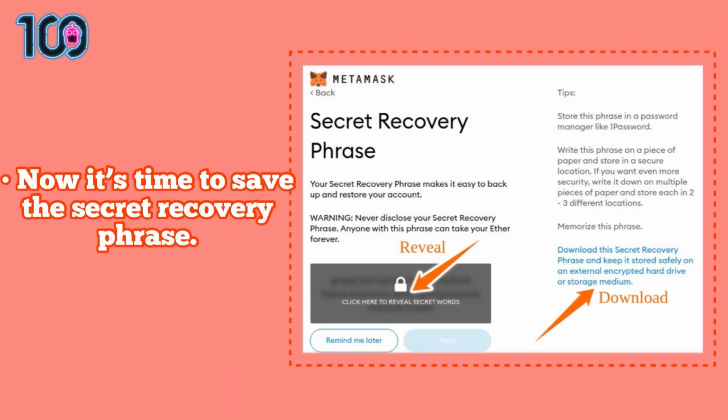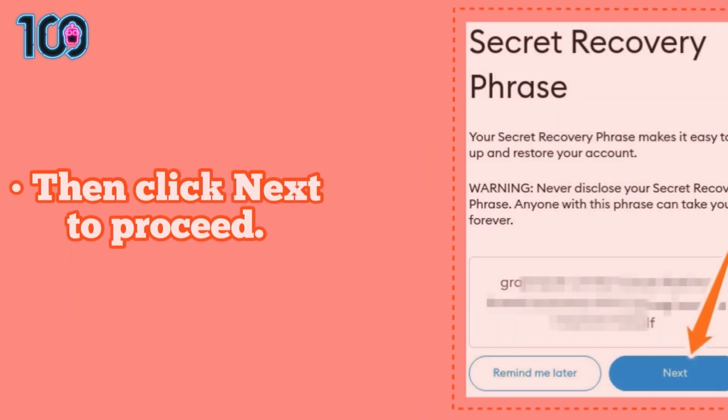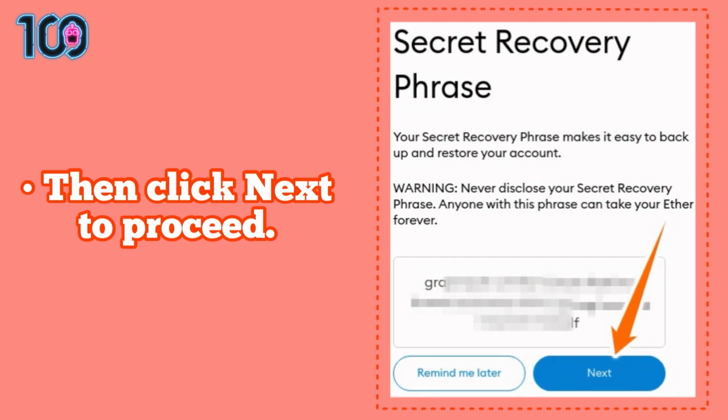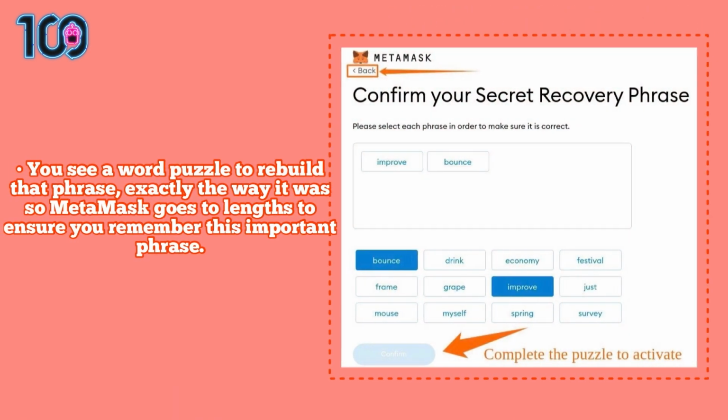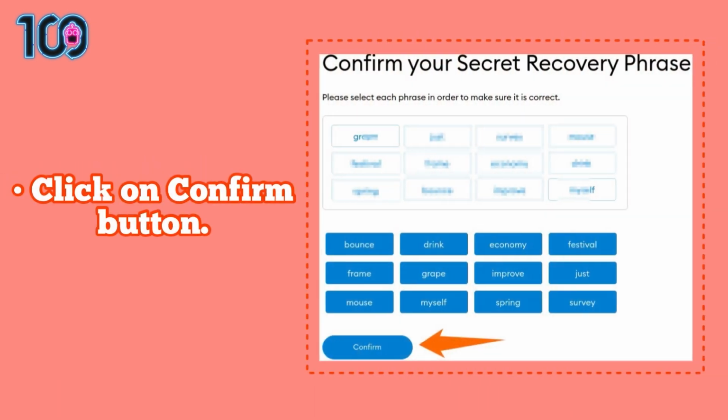Now it's time to save the secret recovery phrase. Then click Next to proceed. You see a word puzzle to rebuild that phrase exactly the way it was, so MetaMask goes to lengths to ensure you remember this important phrase. Click on the Confirm button.